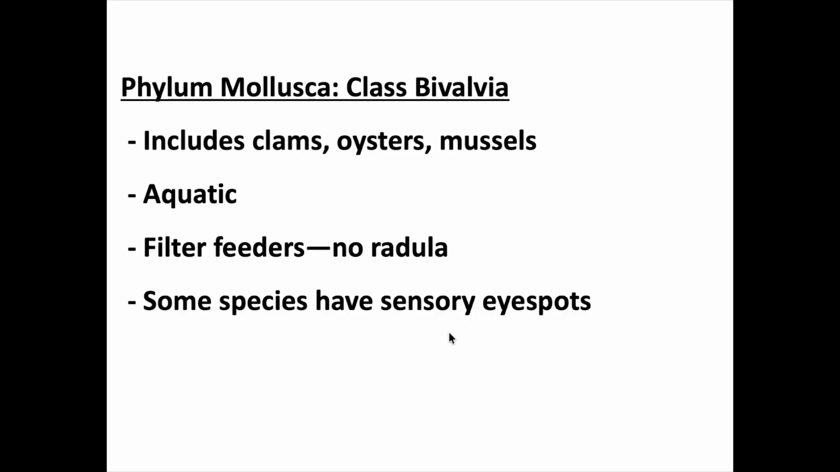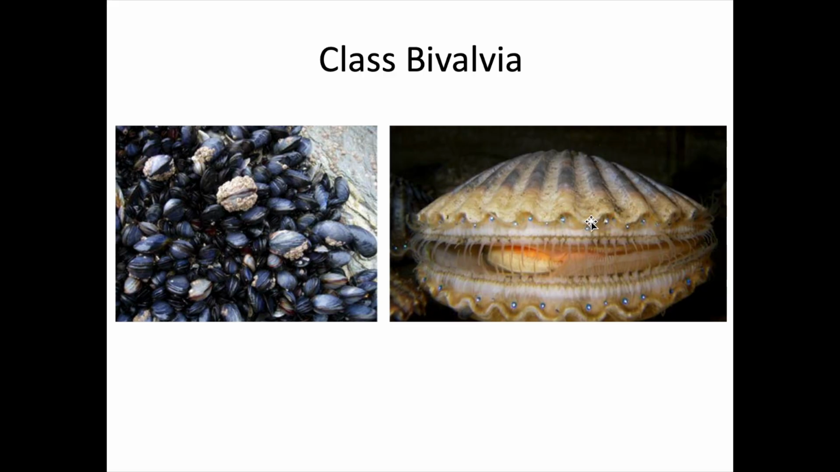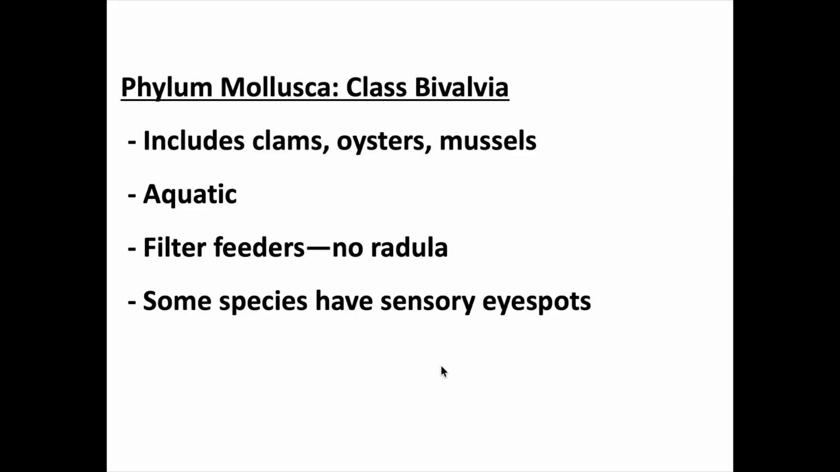Some species, I don't know why I always like pointing out eye spots when we see them in weird animals, but some species actually have sensory eye spots. Again, nowhere near as highly developed as our eyes, but some sensory organs able to detect light in a pretty simple way. So that's bivalves.